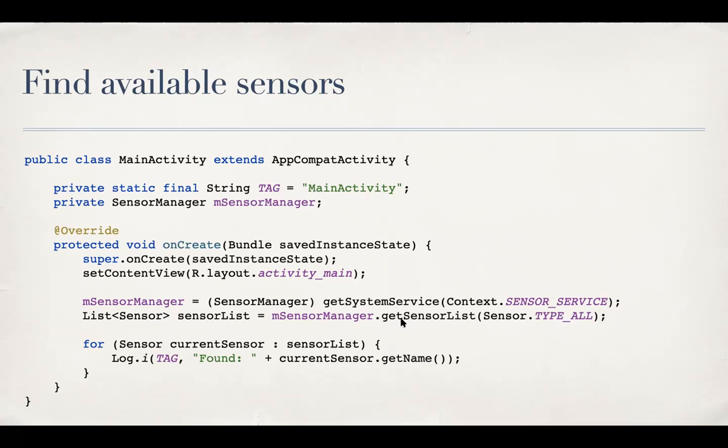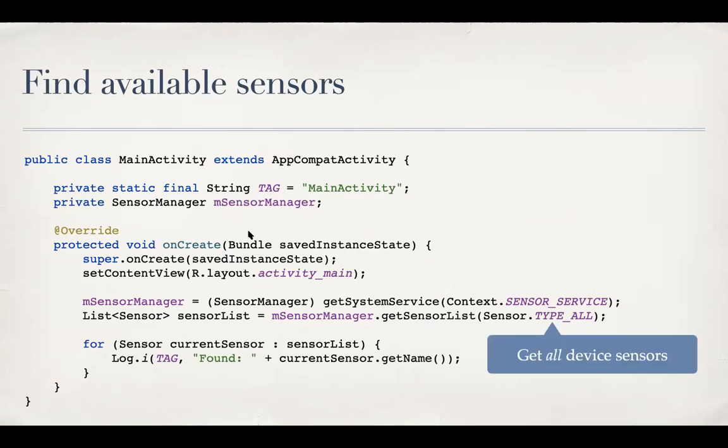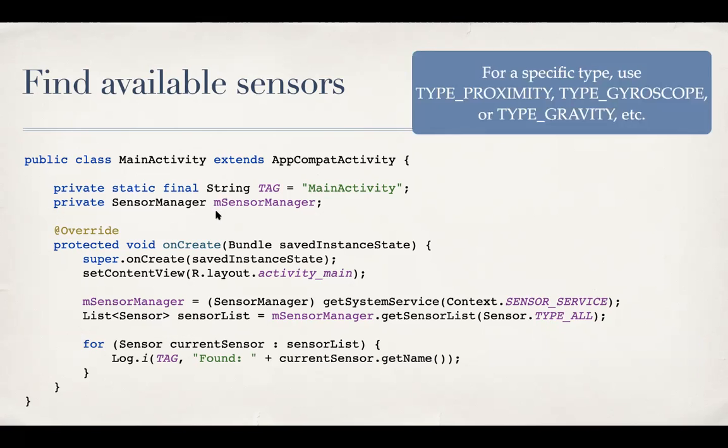And here is an example where we ask for all the sensors and list them in the log messages. So getting sensor service, getting all device sensors. If you want to ask for a specific one, you can pass it type proximity, type gravity, type gyroscope, type light, etc. The constants that we saw on the table previously.